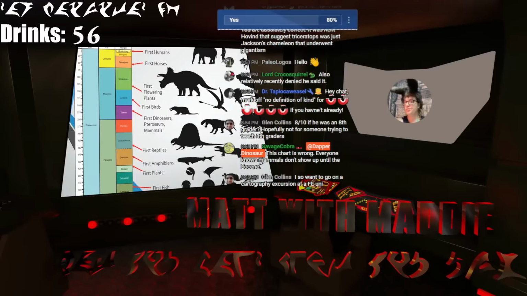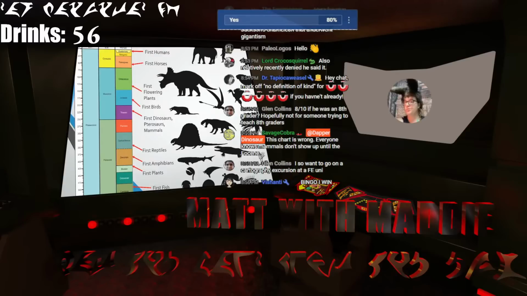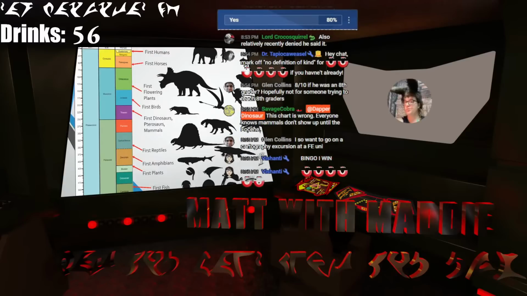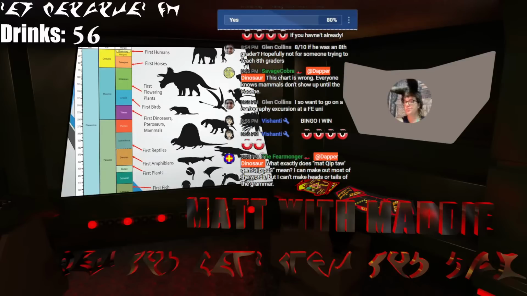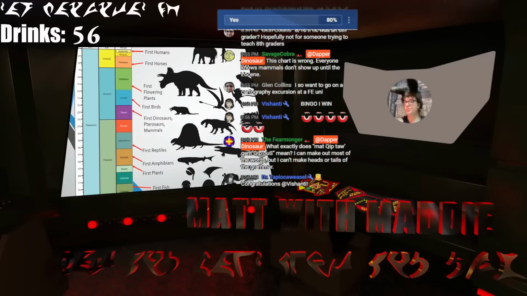Savage Cobra says, this chart is wrong. Everyone knows mammals didn't show up until the Eocene, which was an actual claim made by Stephen Meyer of the Discovery Institute. And it's amazingly wrong. It's sort of like, if I were to do a meteorology example, saying the first known tornado occurred in 1996. No, that's not even remotely true.